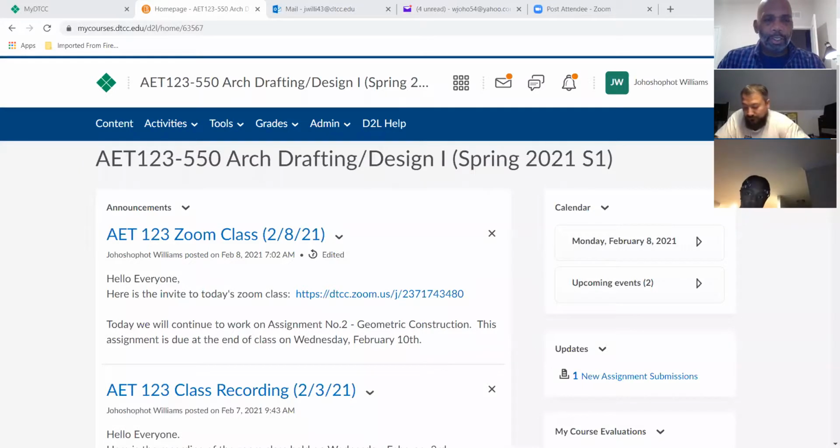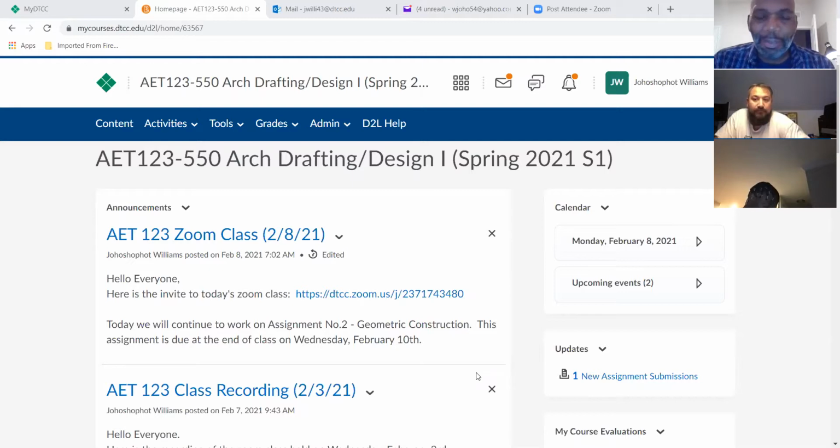We have a lot to accomplish, so we're going to get right into it. All right, so let me share my screen with you. Okay. Of course, tonight we're going to be continuing to work on assignment number 2, geometric construction.